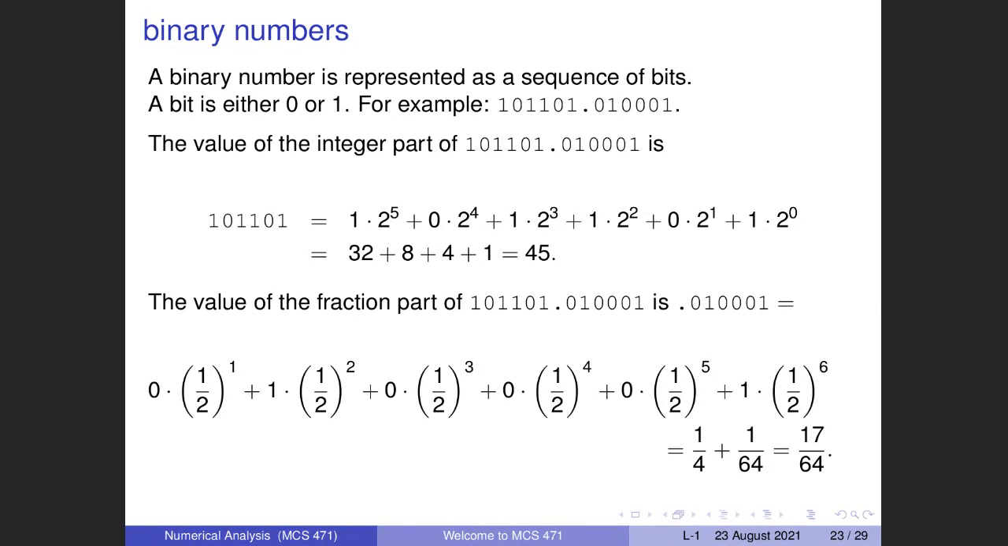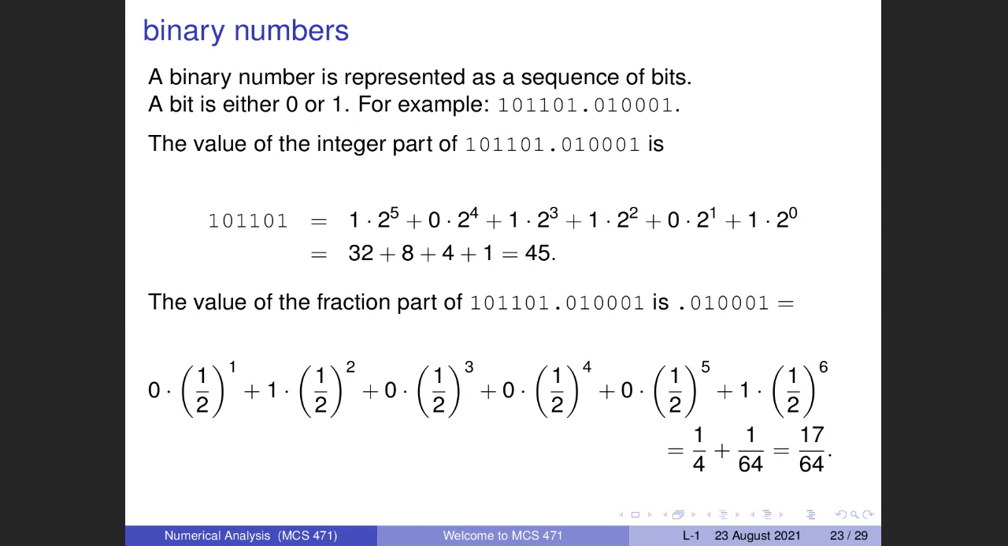We're not limited to integer numbers, so we can also work with fractions, and then actually we do have powers of 1/2. And the position determines the power.